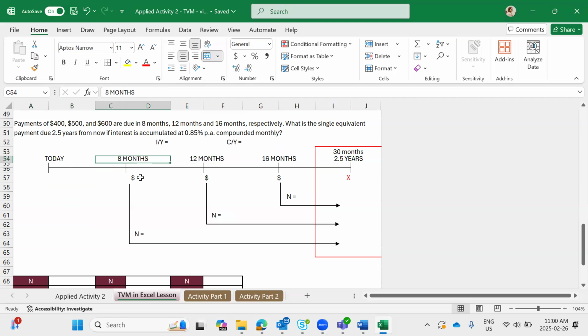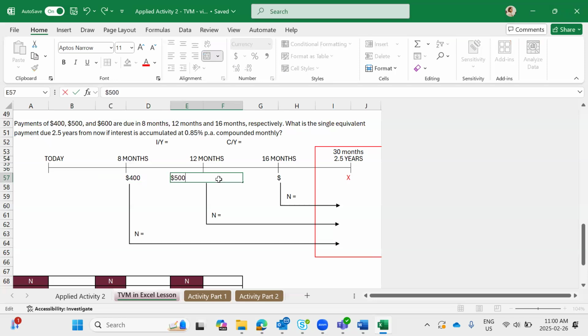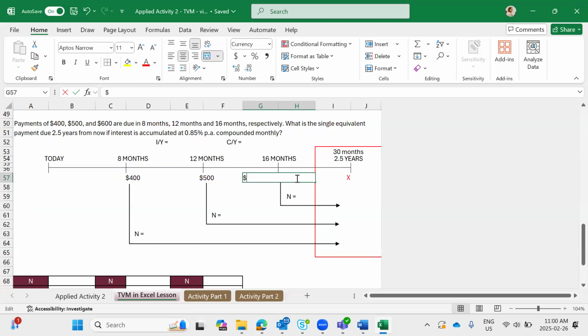In 8 months, you have $400. As part of what you're required to put in your 5-point check, you'd have to put in the amounts of money. In 12 months, you have $500, and in 16 months, you have $600. So that's one thing you need for your 5-point check: the times and the amounts of money. That would get you 2 marks.